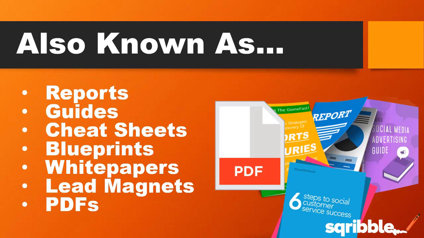Now, ebooks is a broad term, and they're also known as all these other things like reports, guides, cheat sheets, blueprints, white papers, lead magnets, PDFs, and so on and so on. Okay, so it's quite a broad term. So, all of this you can actually create with Sqribble.